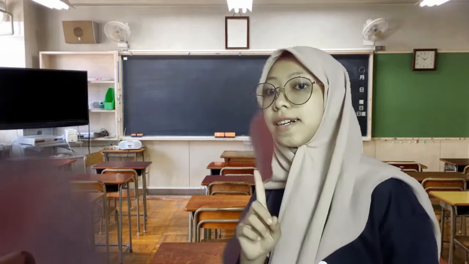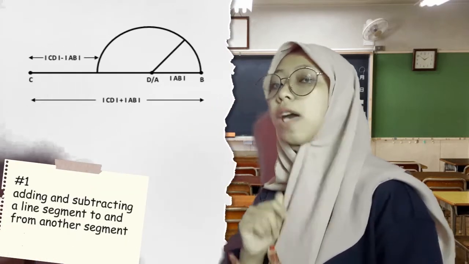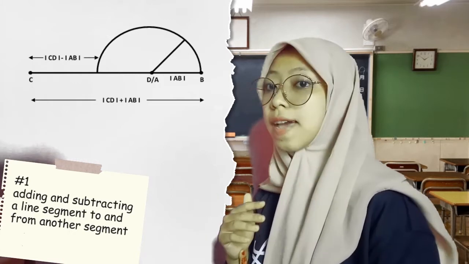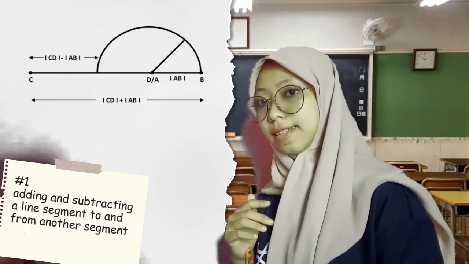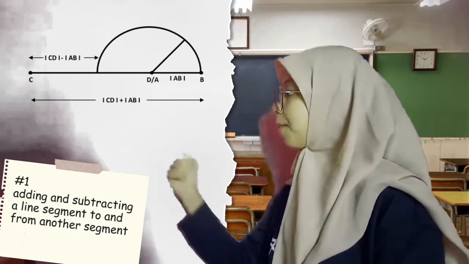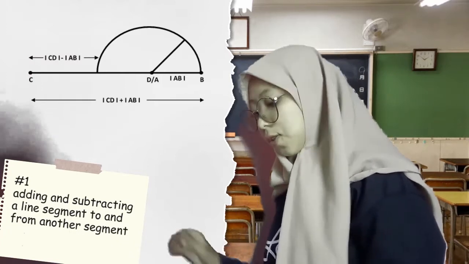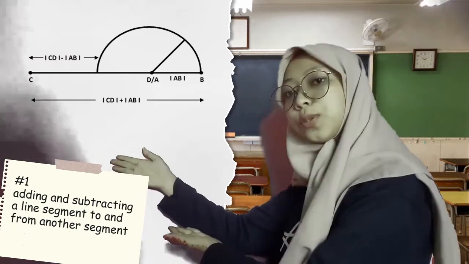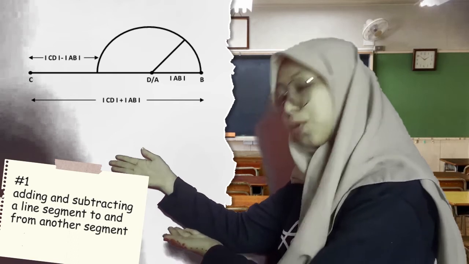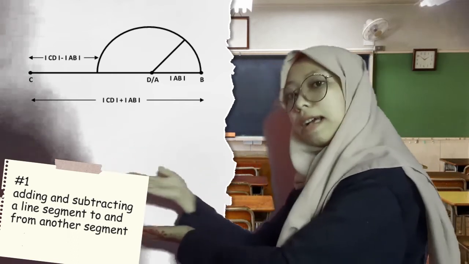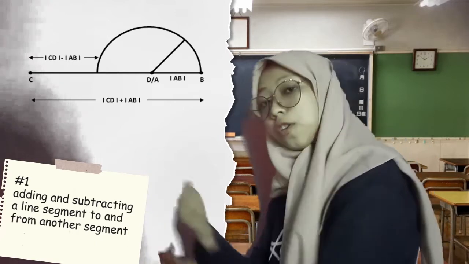The procedure is as follows. First, draw any two line segments, say AB and CD, which will be added or subtracted. Second, to add line AB to line CD, extend CD.